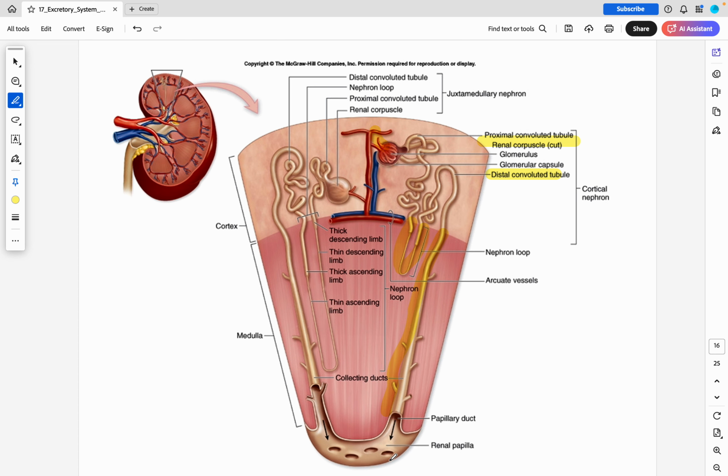So juxtamedullary nephrons are called such because a good portion of the nephron is present in both the cortical layer and the medullary layer of the kidneys. While cortical nephrons are called as such because the majority of their parts are found in the cortical layer.